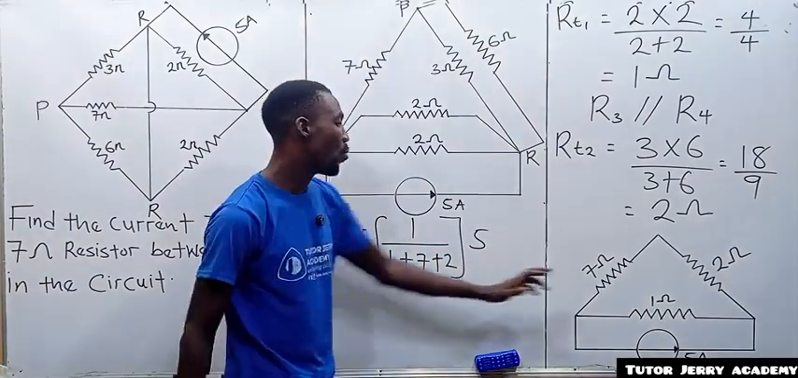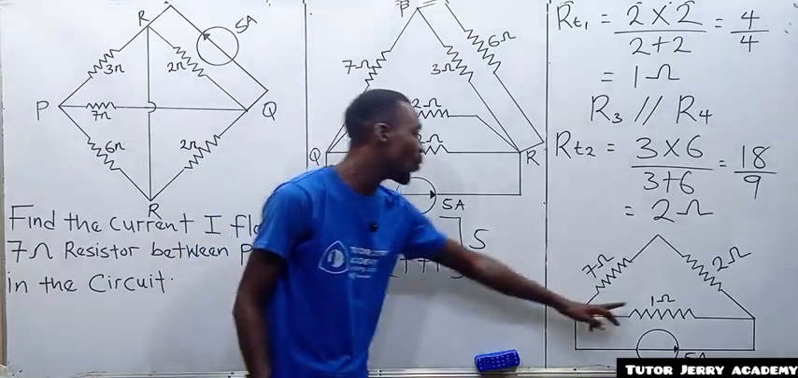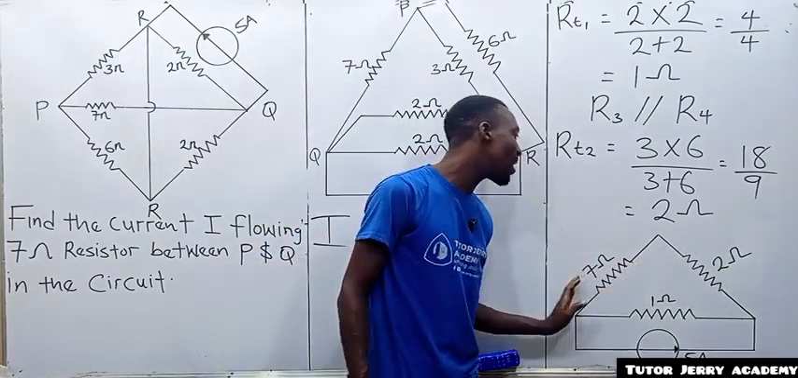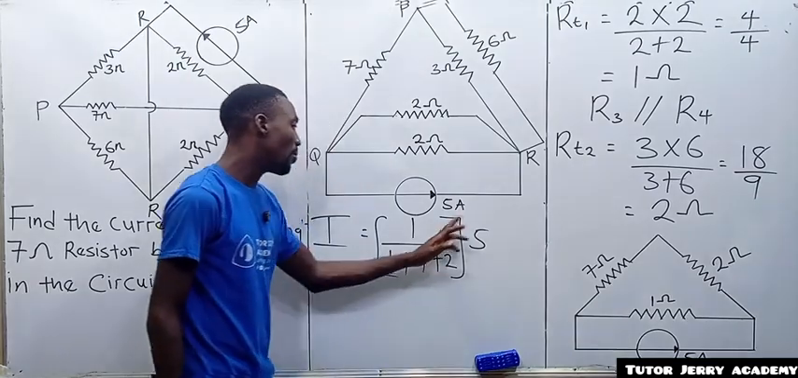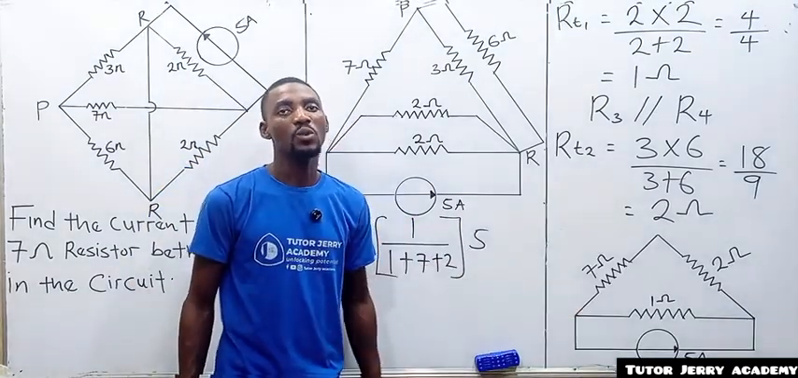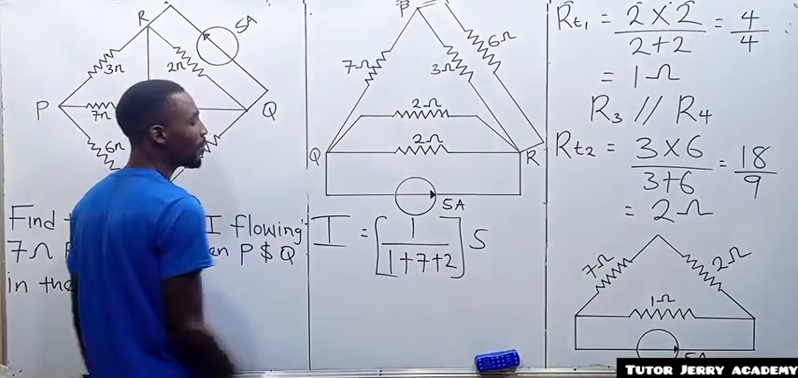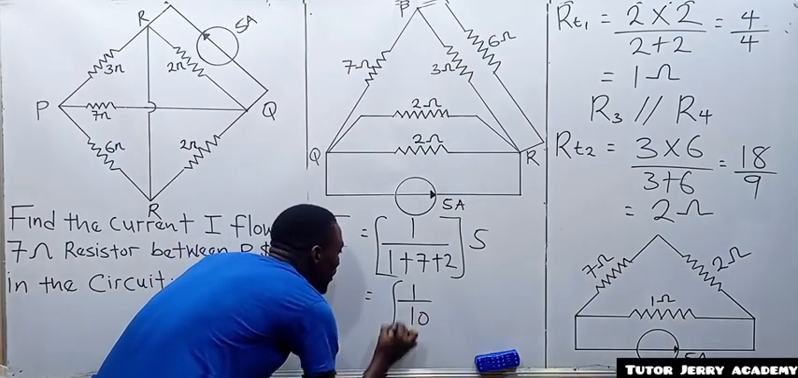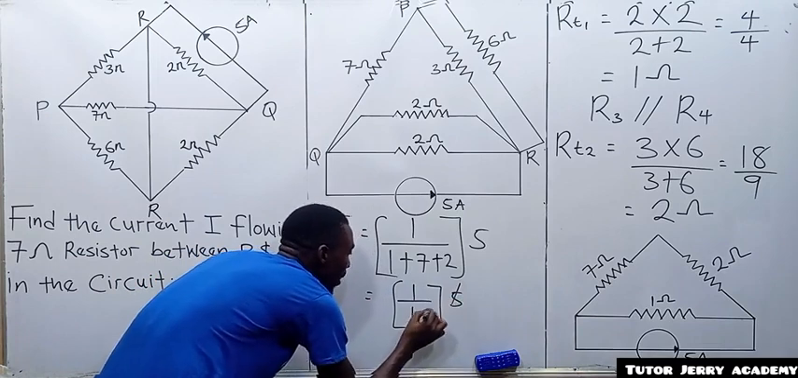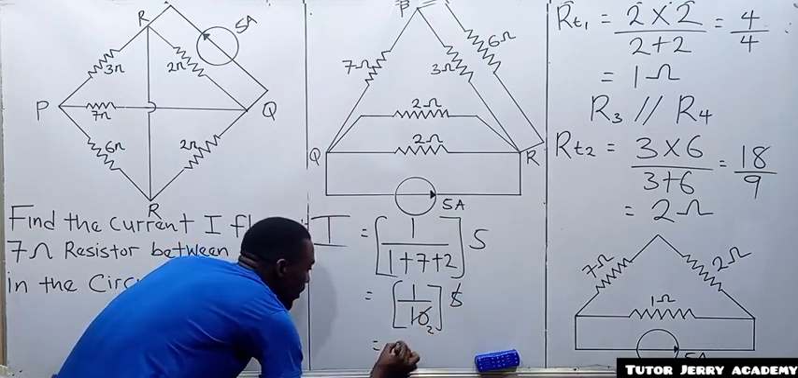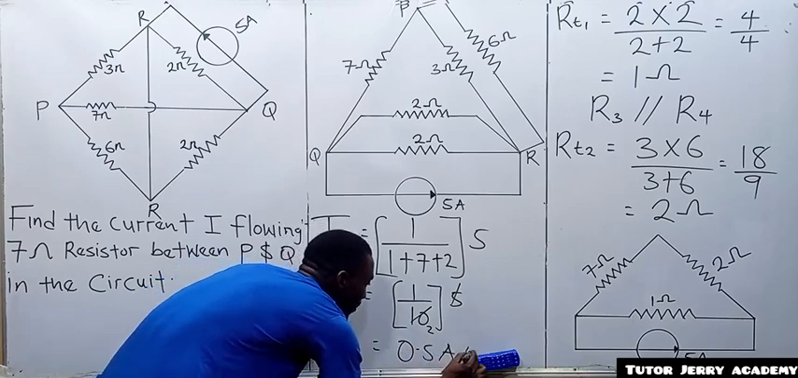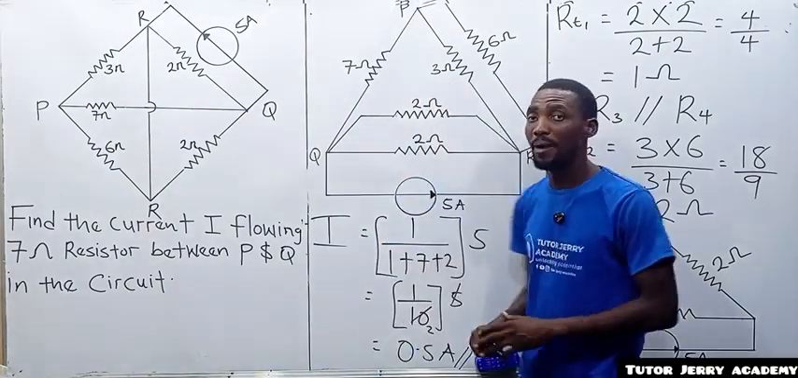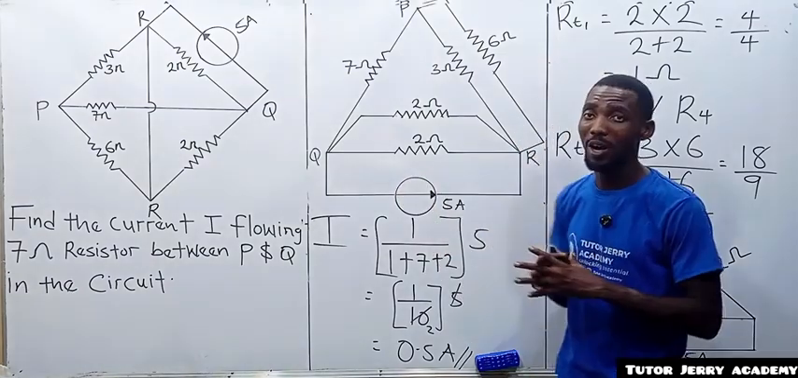So I is going to be equal to 1 all over the combination of 1 plus the series combination of 7 plus 2, multiplied by the total current flowing through the circuit. 1 plus 7 plus 2 is 10, right? So this will be equal to 1 over 10, then multiply by 5. 5 here 1, 5 here 2. 1 divided by 2 is 0.5 ampere. So the solution to this question is 0.5 ampere. And this is how to go about this question.